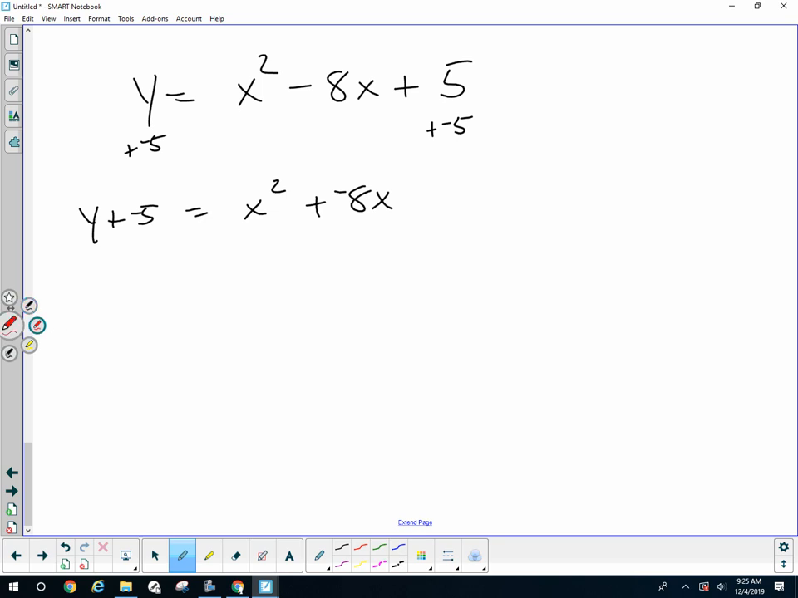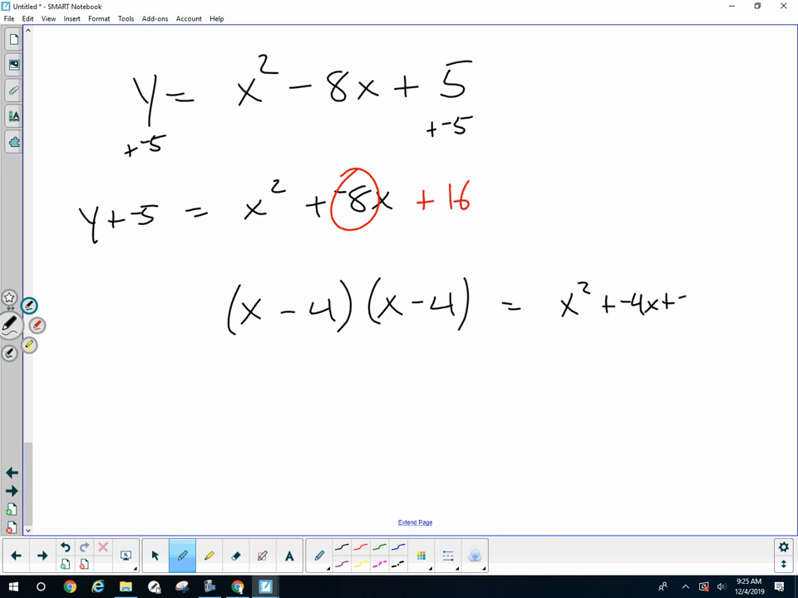Either take b, divide it by 2 and square it. So that's 4 squared, which is 16. Or know that you're going to have x minus 4 times x minus 4 to give you that negative 8x. Do either. Don't care. We know that if we add 16 to both sides, I'll have a perfect square here.